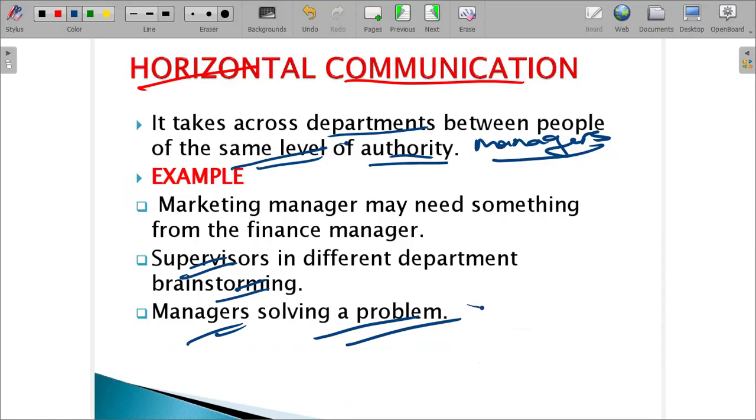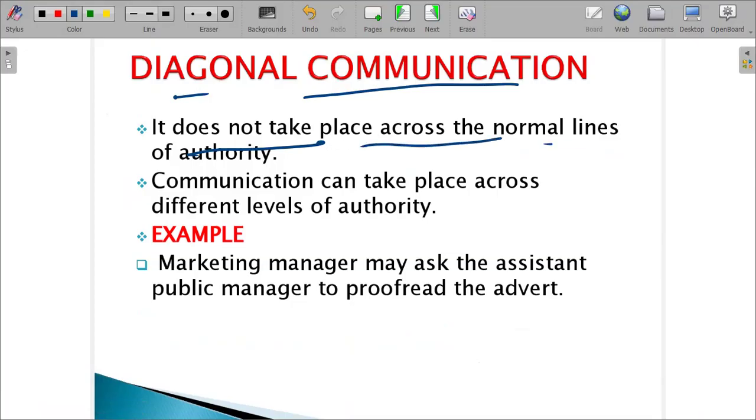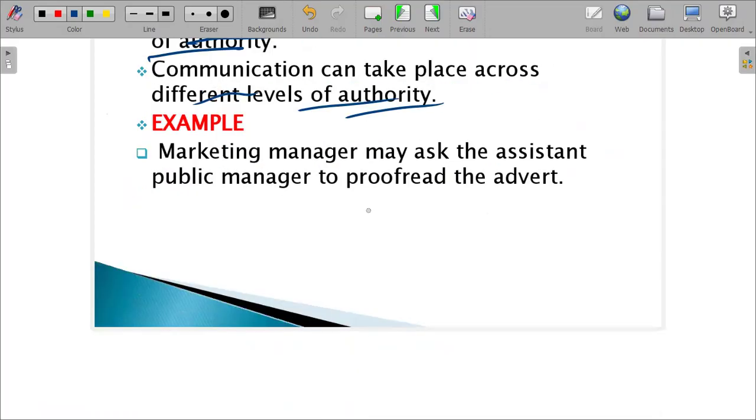So I'm going to move on to another type of communication, which is what you call diagonal communication. Diagonal communication means it does not take place across the normal channels of communication. For example, communication takes place across different levels of authority.